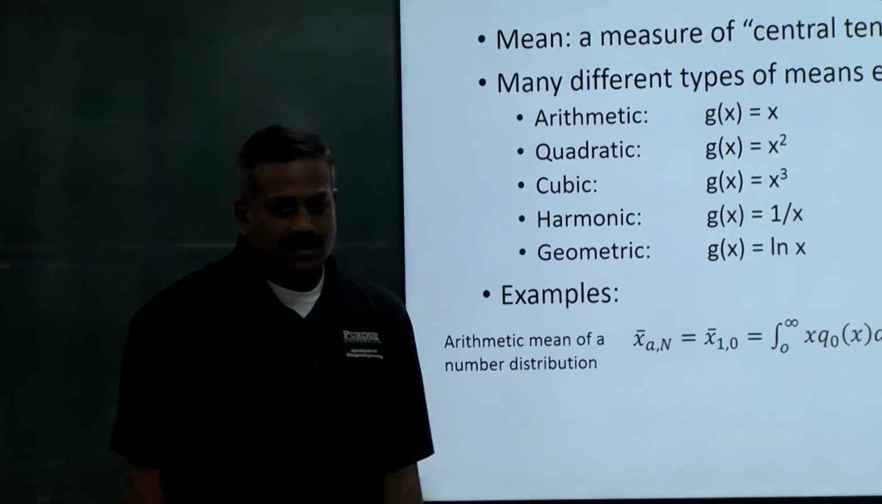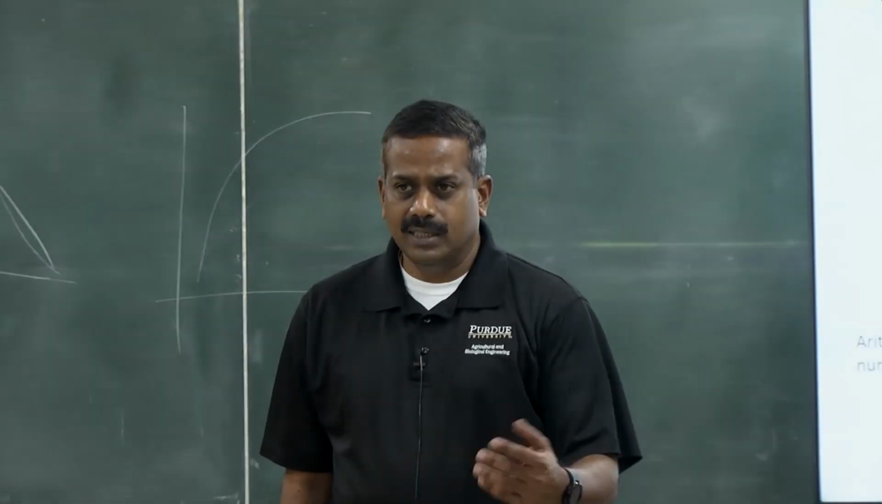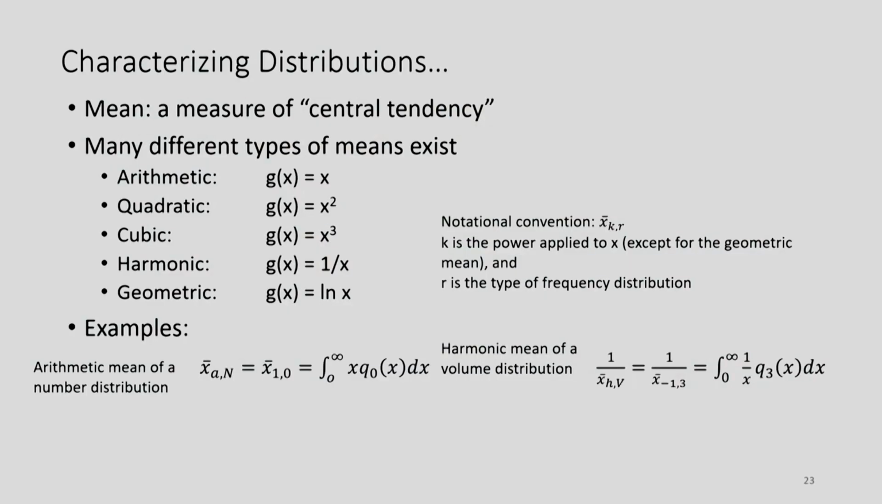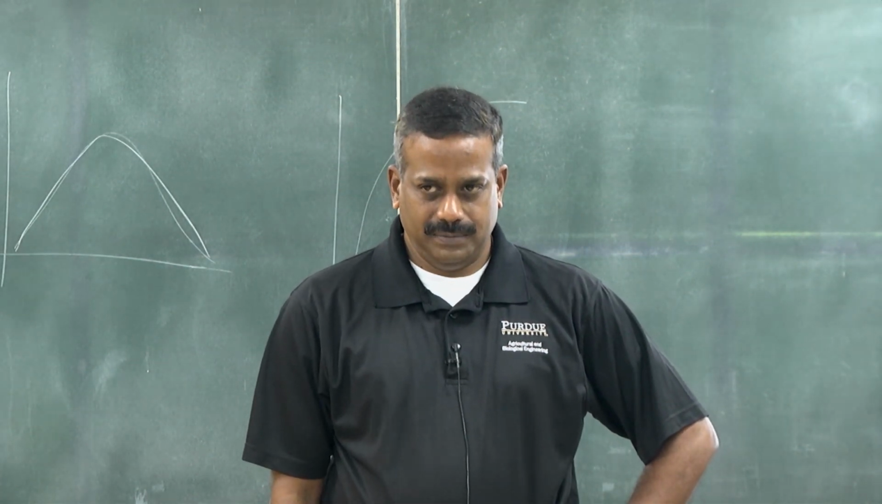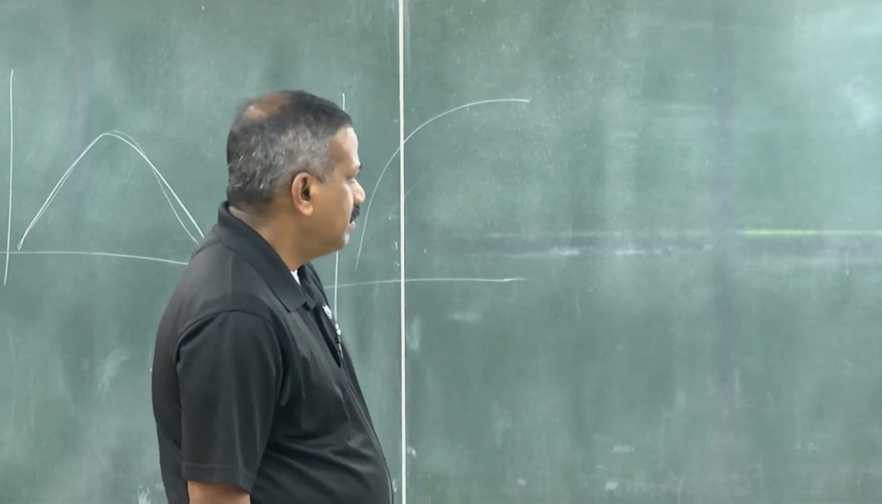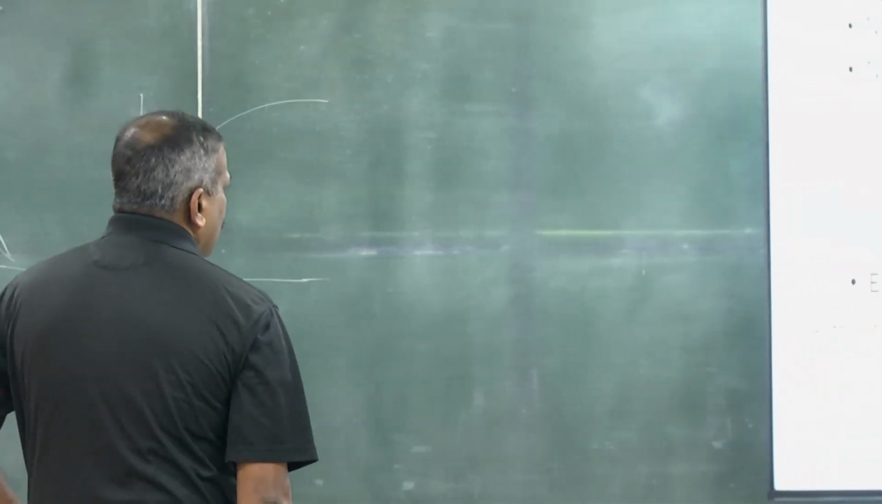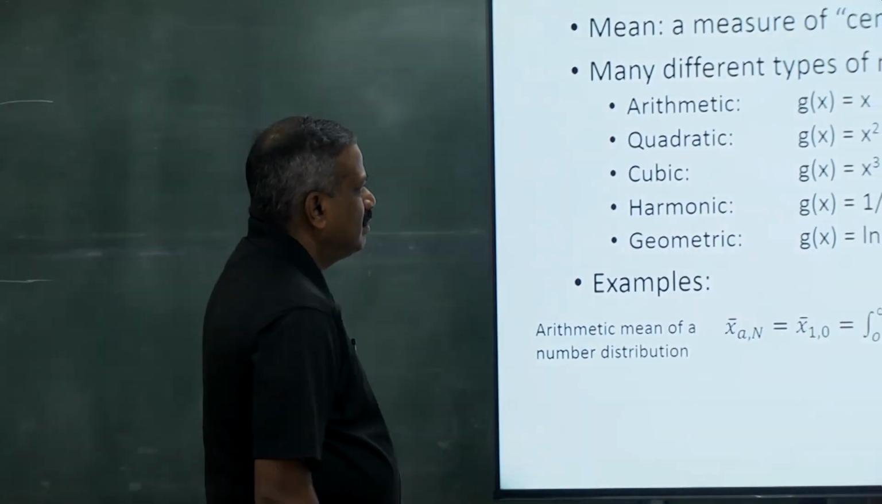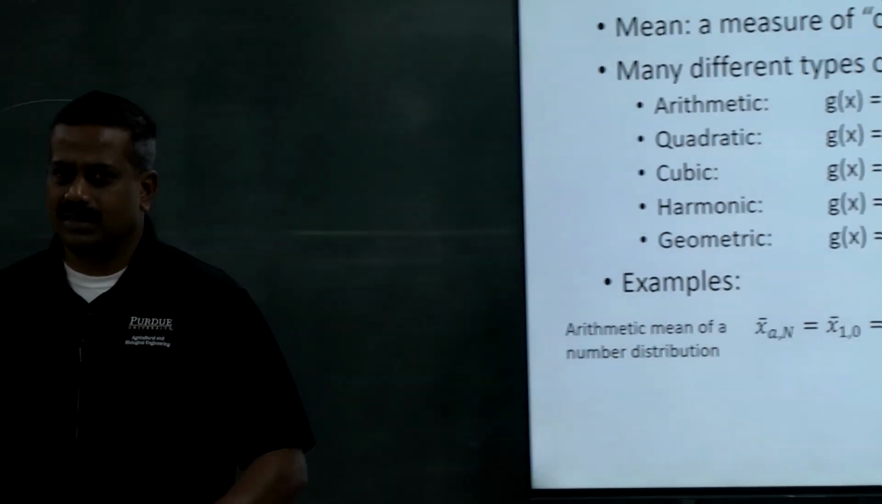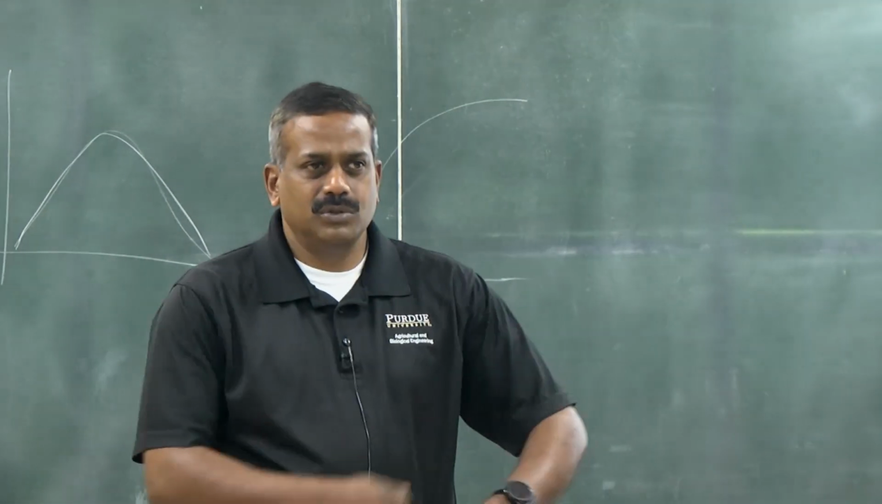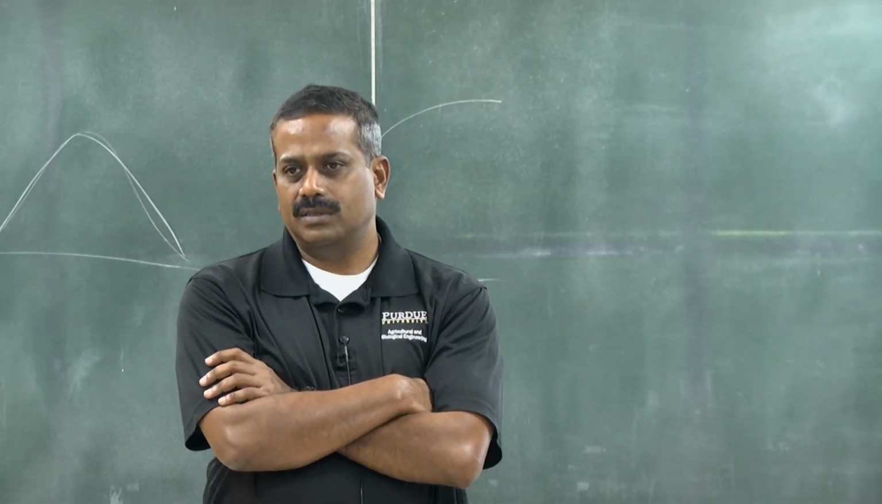Cubic mean, I think, is mostly applied for surface coating. It's volume based, right? So for surface coating, dissolution, etc., the cubic mean might be more useful than the arithmetic mean. And quadratic mean is mostly used for compaction problems.